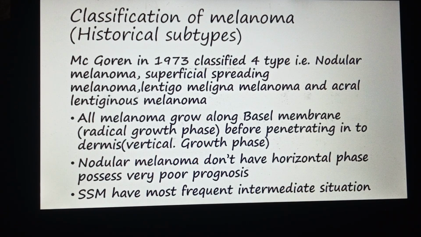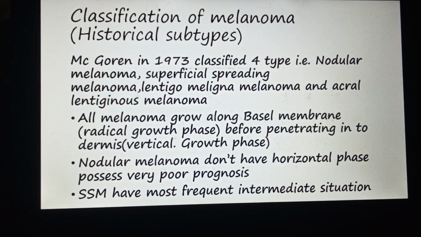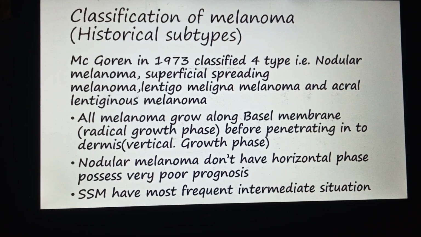All melanomas grow along the basal membrane. You know, our epidermis consists of a basal cell layer, which is the lowermost layer of the epidermis. So these melanomas usually grow along the basal cell membrane. This is called the radial growth phase. Before penetrating into the dermis, they remain in the basal cell membrane area. So we usually call it the radial phase.